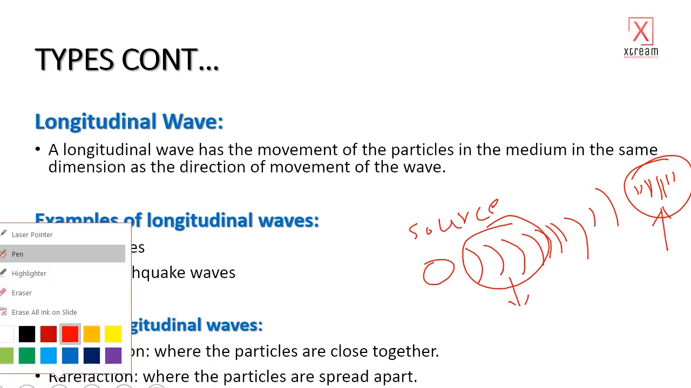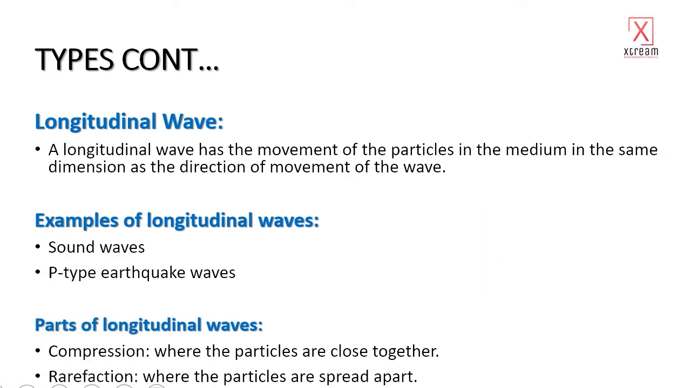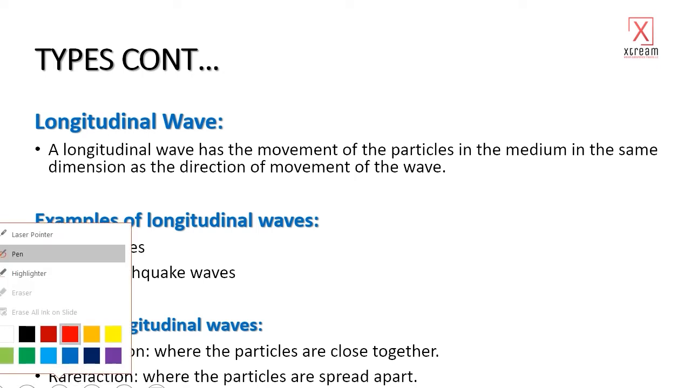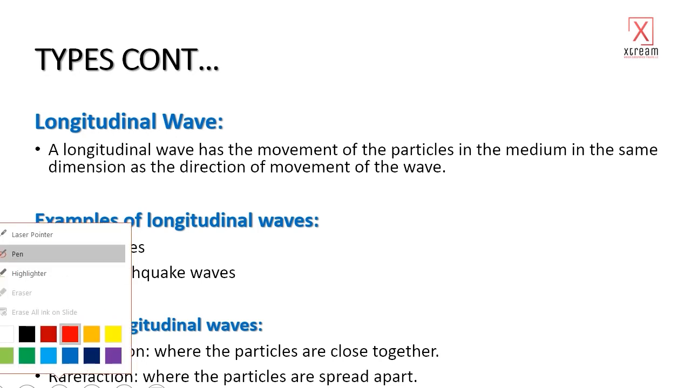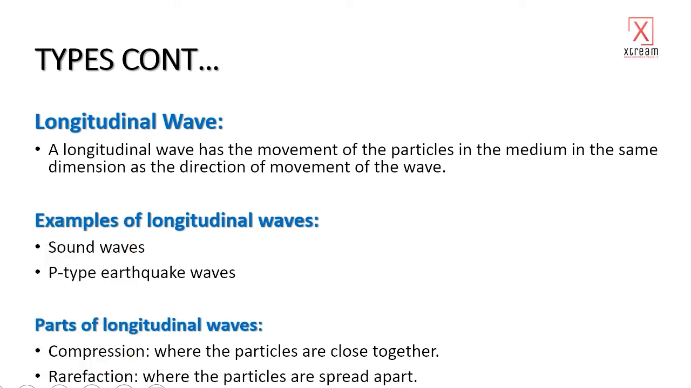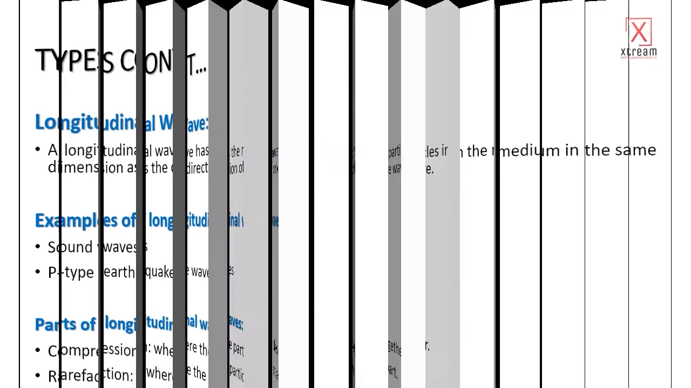We have a couple of examples of longitudinal waves. The first example is sound waves, and the second example is P-type waves. The P-type waves are actually the primary waves created by an earthquake. Before going to the example, keep in mind there are two parts of longitudinal waves. The first one is compression and the second one is rarefaction. So we will see in the next example.